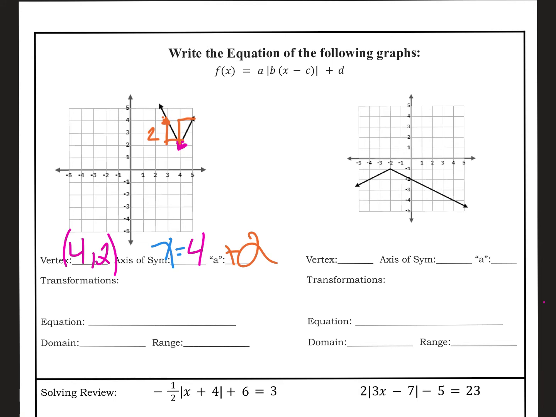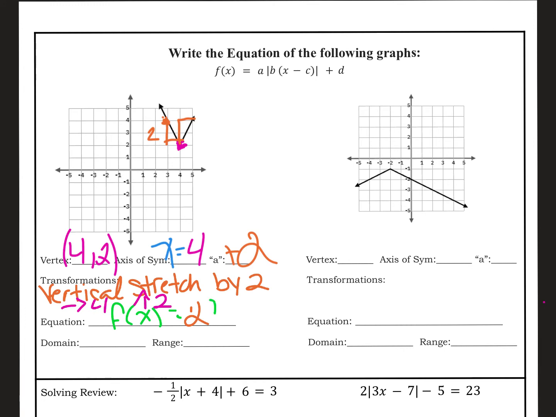So let's list these transformations. We know we did a vertical stretch by a factor of 2. We then went to the right 4 and up 2. So to put that into our equation, you'll have f of x is equal to the 2, which is our a value, and then inside the absolute value, you will have your x. Because we went to the right, we will put minus 4. Close the absolute value, and I went up, so that's going to be a plus 2.